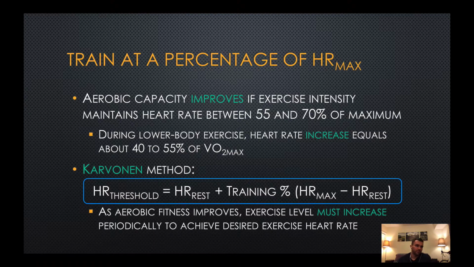So if 140, I don't have a calculator on me, actually I could do it right here. 140 times 0.55, so you're looking at 77, then you'd add that resting heart rate back in, which is 60. So on the low end, they should be working around a heart rate of 137 beats per minute. At the high end, it would be 140 times 0.7 plus 60. So they'd be working around 158 beats per minute on the high end.